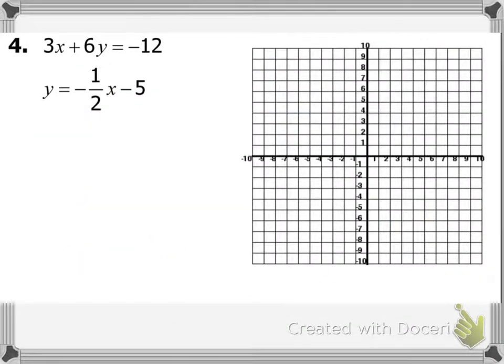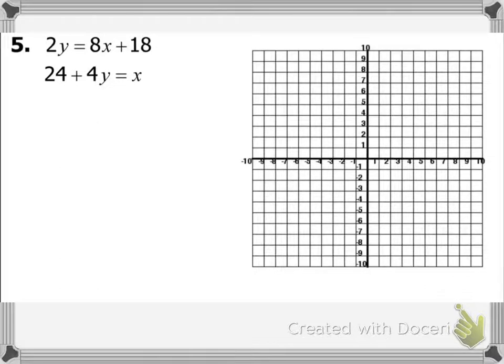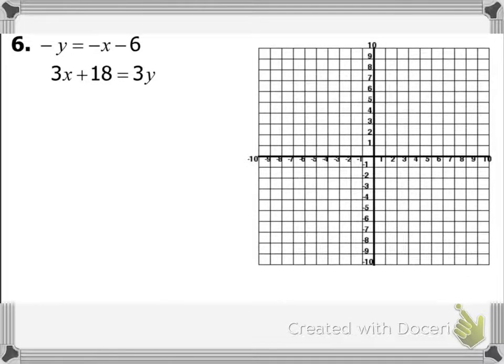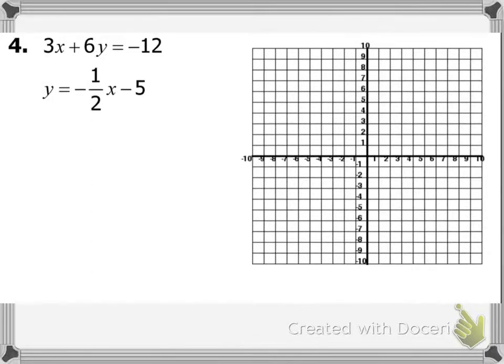Number 4. What do 5 and 6 look like? Okay. Let's get these knocked out real quick. Number 4. How could I graph the first one without getting slope-intercept form?